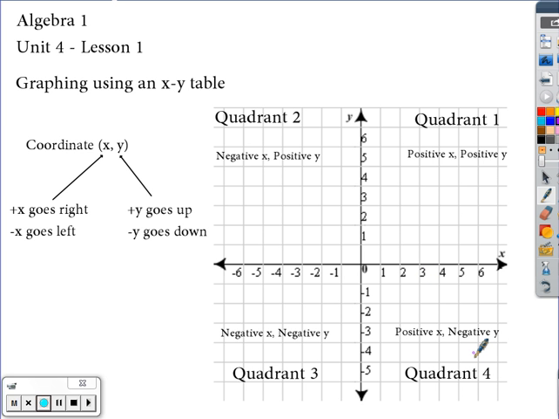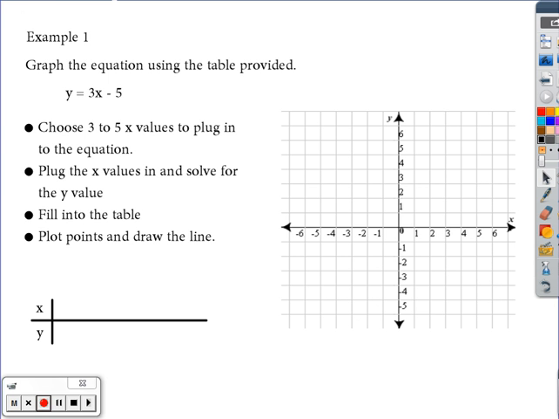Just a couple things here about coordinates, how we write them. We always write them in alphabetical order, x comma y. Positive x goes right, negative x goes left. Positive y goes up, negative y goes down. Just a few things that are probably common knowledge for most, but you never know.